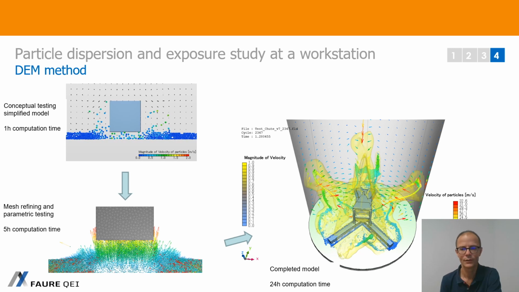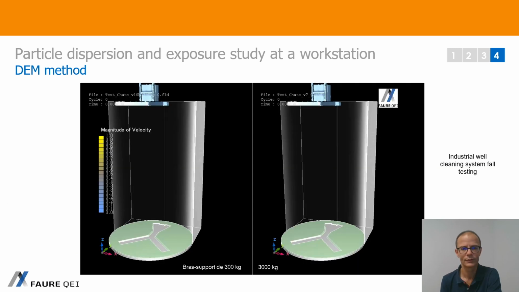The next video will show you how it works. So there are two different scenarios here. On the left is a low weight object, which is about 300 kilograms, and on the right the same one but heavier at 3,000 kilograms. Let's start and see what happens.